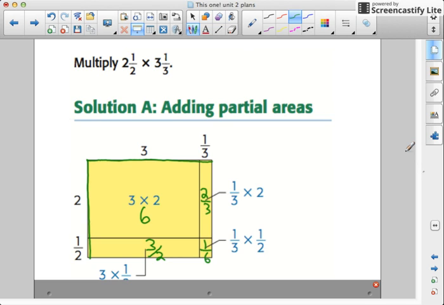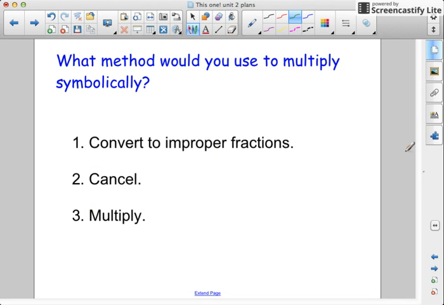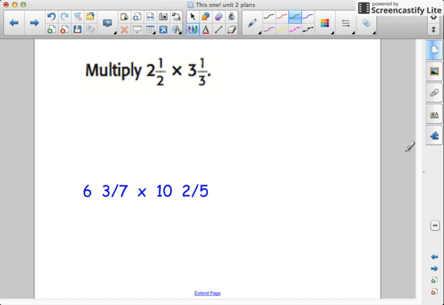So to find the answer, you still have to add all these up. So 6 plus 2/3 plus 1/6 plus 3/2. So you have to find common denominators and do your addition properly. Typically, we're going to use this method, so convert them to improper fractions. Then you can use the canceling method and multiply. So let's do some examples of that.